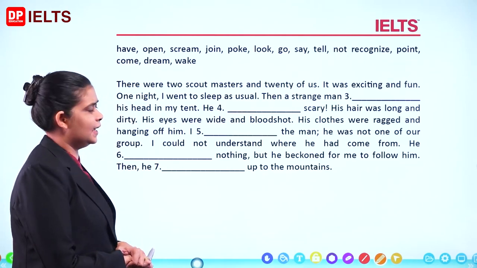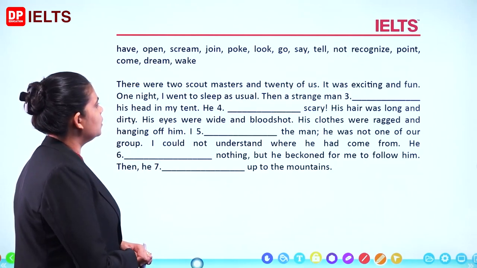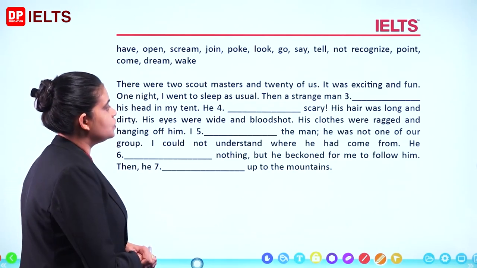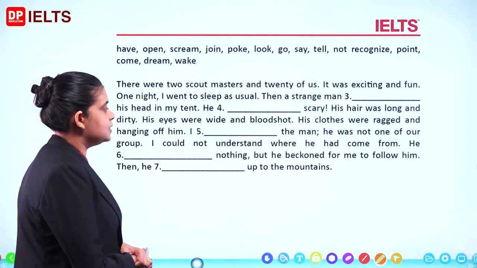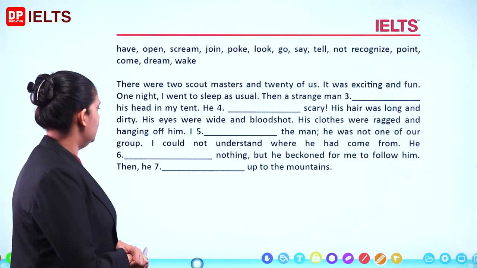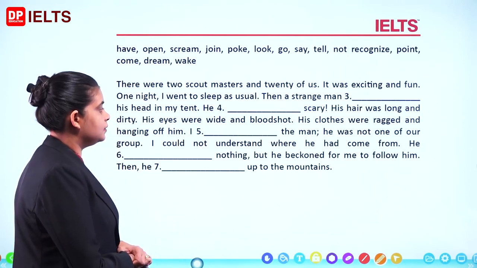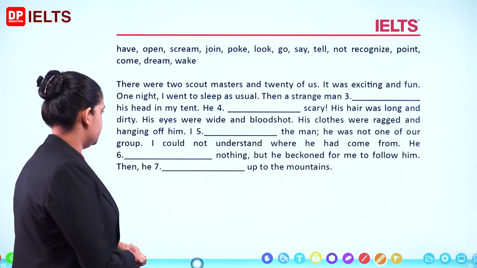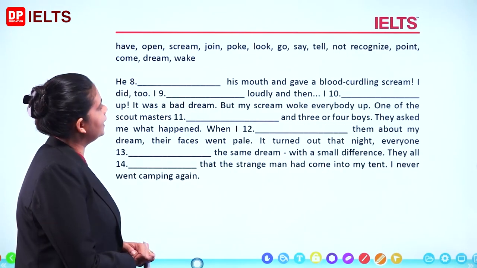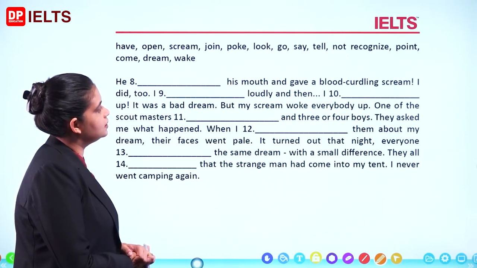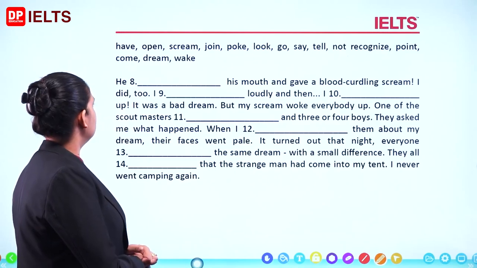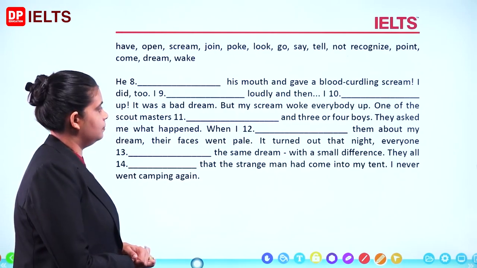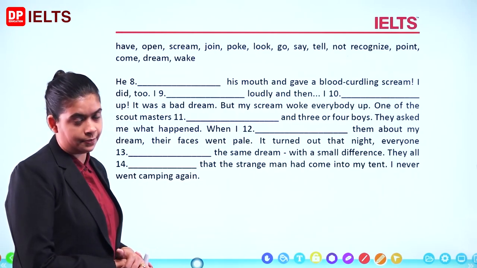His eyes were wide and bloodshot. His clothes were ragged and hanging off him. I the man. He was not one of our group. I could not understand where he had come from. He nothing, but he beckoned for me to follow him. Then he up to the mountains. He his mouth and gave a blood-curdling scream. I did too. I loudly and then I up. It was a bad dream, but my scream woke everybody up.